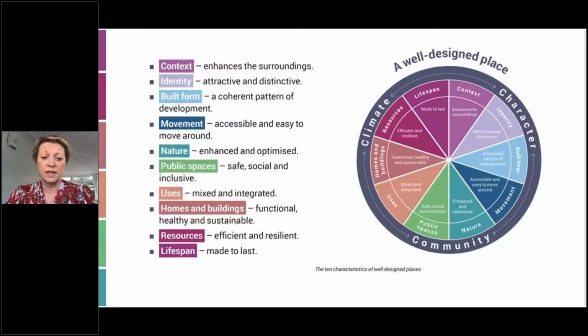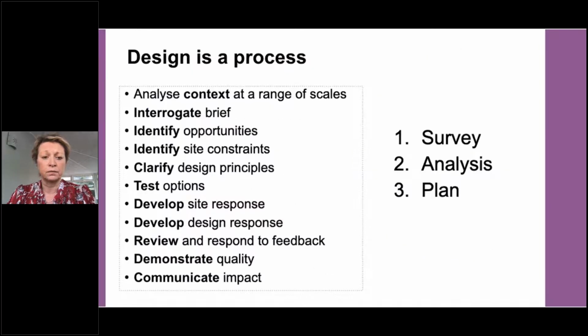The 10 characteristics are also extremely useful. The 3 themes of character, climate and community balance all of those 10 characteristics, and all of them, of course, are relevant to planning and the delivery of better places and in placemaking.